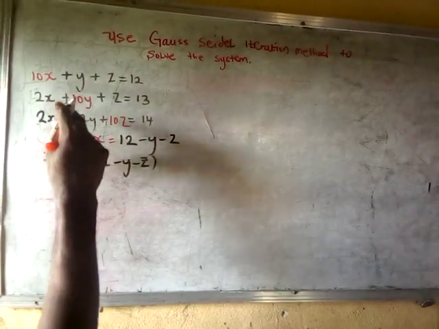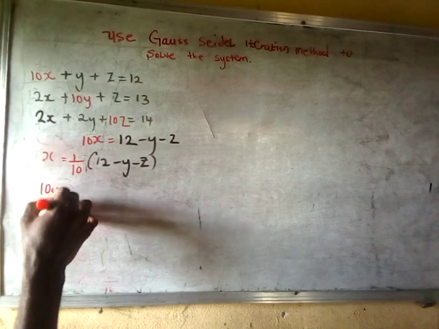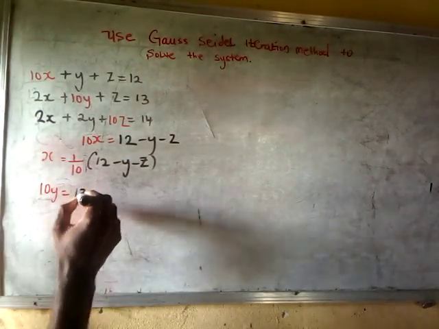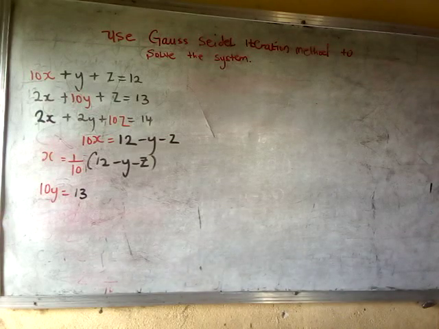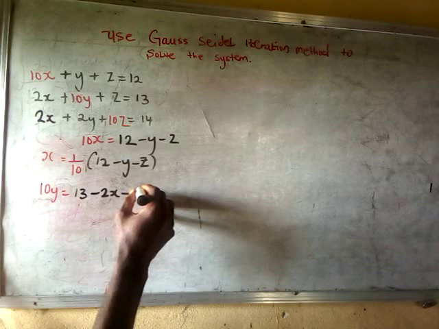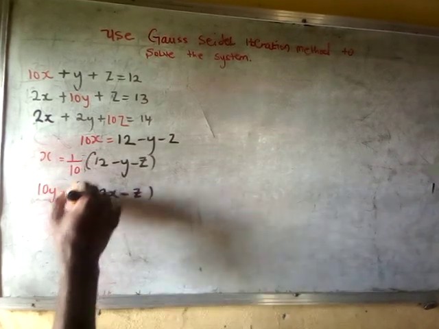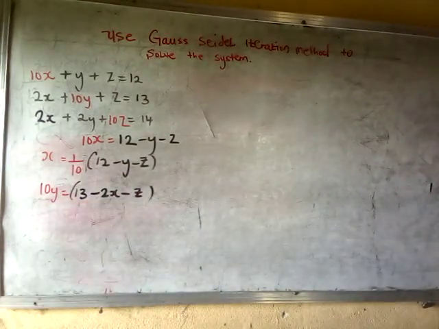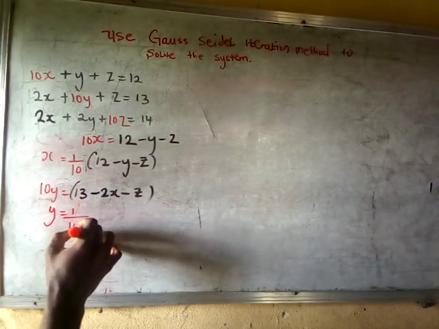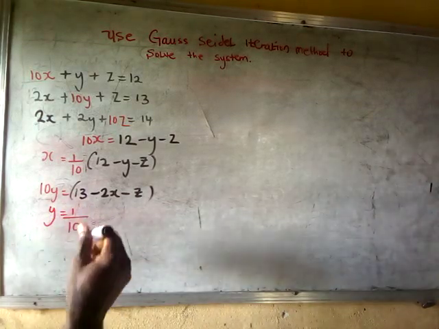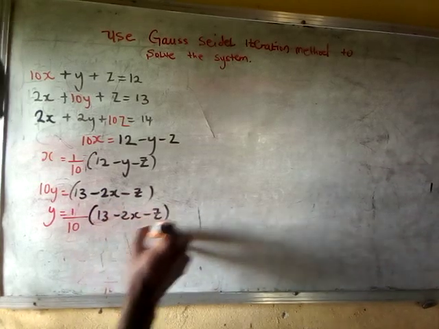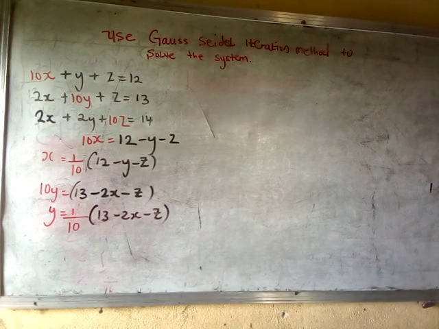Likewise, equation 2, that is 10y is equal to 13 minus 2x and minus z. Have you seen what I'm doing there? I will divide both sides by 10. We have it to be 1 all over 10 into 13 minus 2x and minus z. That is my y as the subject of the formula.